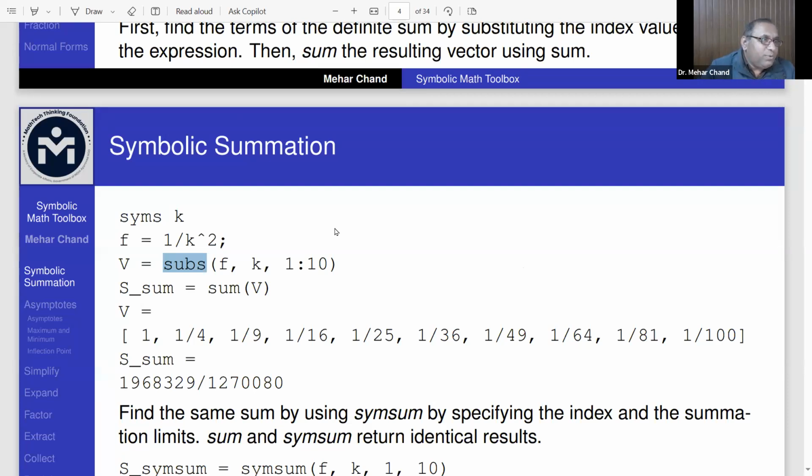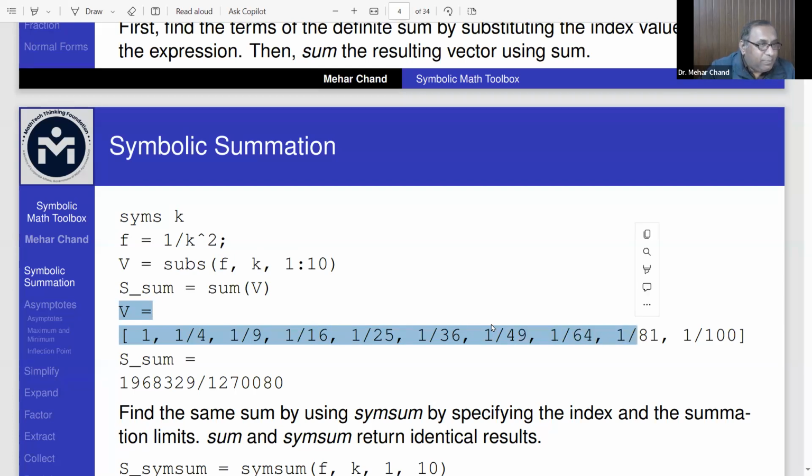Okay, so the meaning of this statement is f is the function, which is 1 upon k square. k is the variable. This f function depends upon k, and we want to substitute the values from 1 to 10. These are the values 1 to 10 for k. When you execute this statement, this value will be generated in MATLAB.